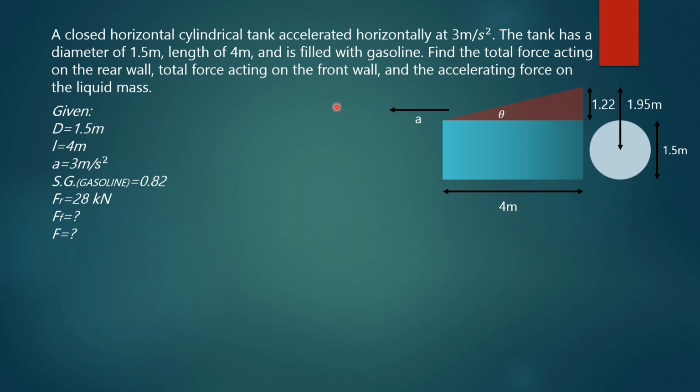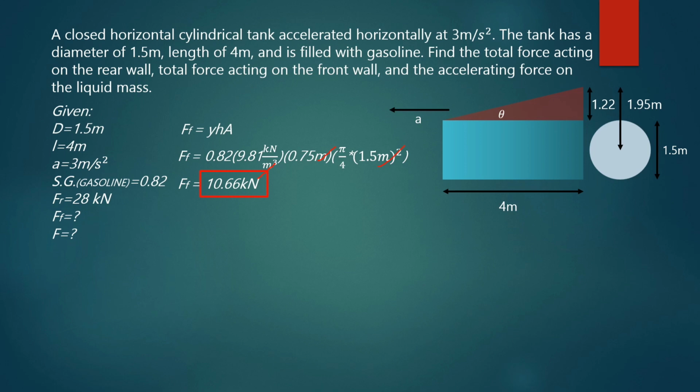Solving for the total force acting on the front wall, the front wall would be from here. Using the same equation, specific weight times height times the area. Specific weight would be equal to specific gravity times gravity, times the height in the front wall, which is from the center of the diameter to here. So it will be the radius times the area, which is pi d squared over 4. So we will have an answer of 10.66 kilonewton, since we can just simply cancel the meter cube here, meters here, and the meter squared here.